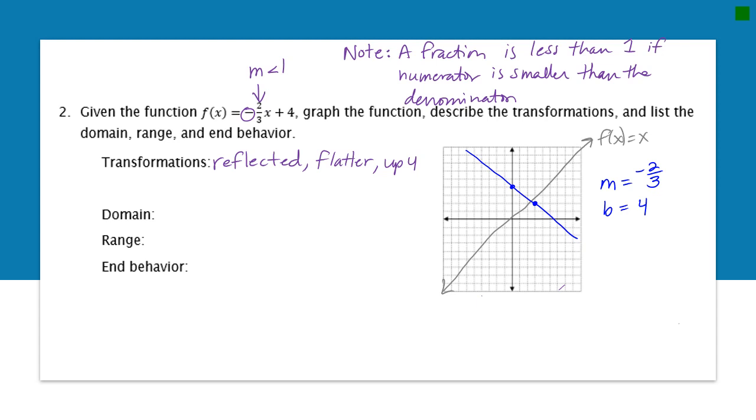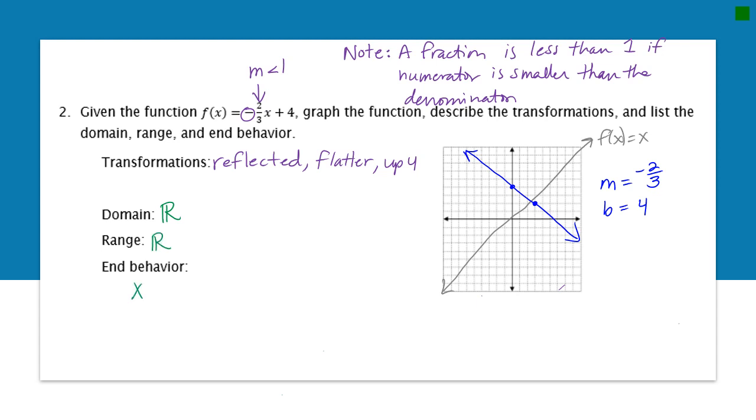So now you can see, compared to the gray line, it's reflected. It's decreasing instead of increasing. It's a little hard to see, but it is a little bit flatter than the gray line. And then you can see also that instead of crossing through at 0, 0, now it crosses through at 4. So you can actually see all these transformations. As we talked about, the domain and range of a line will always be all real numbers.